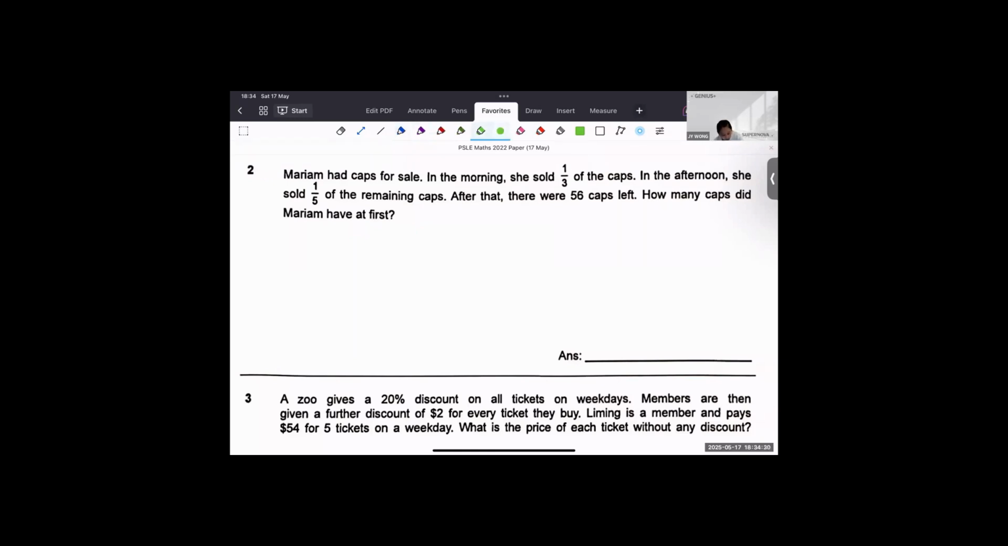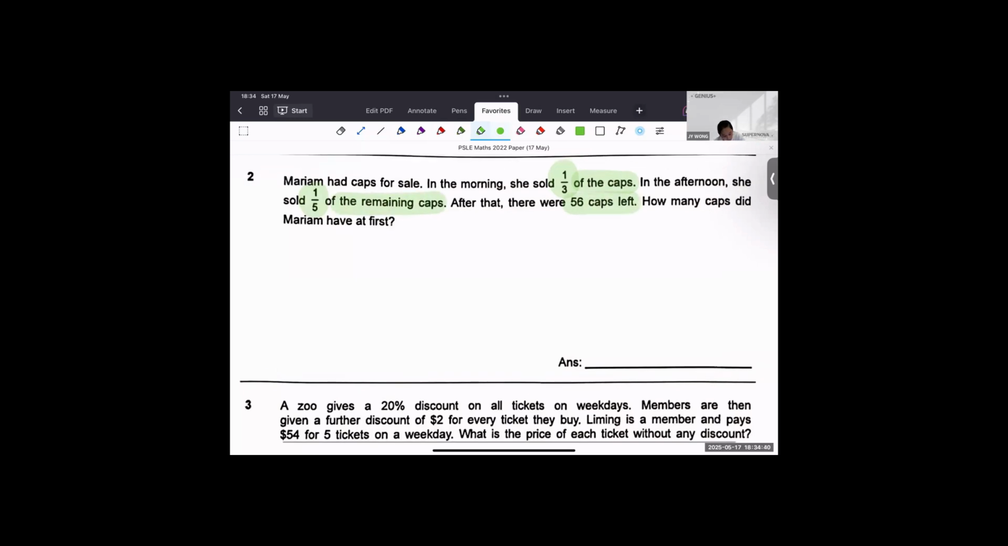Again, what kind of question is this? Fraction of the cats. In the afternoon, fraction of the remaining cats. And then there were 56 cats left. As you can see, this is what we call the remainder concept, but it's a simpler kind of question. So remainder concept, part 4 comparison. We're going to look carefully at how to do this. I'm sure some of you will do branching.